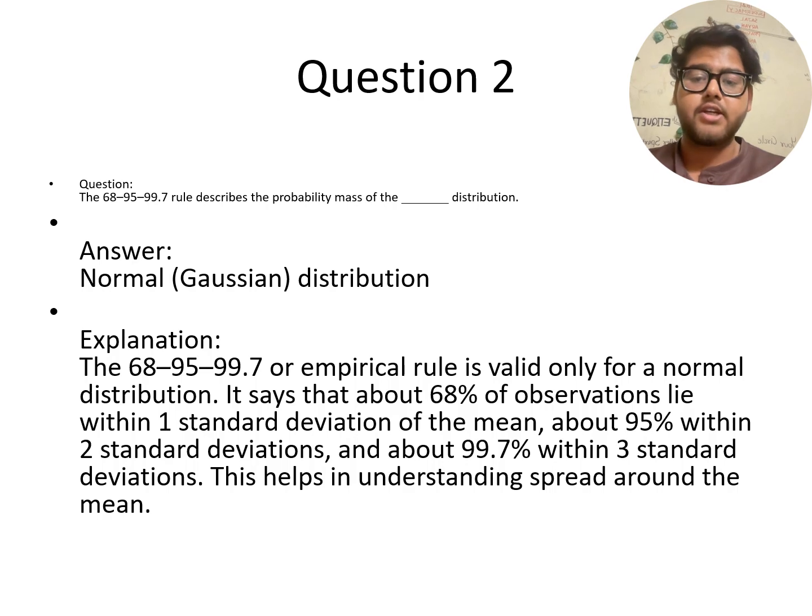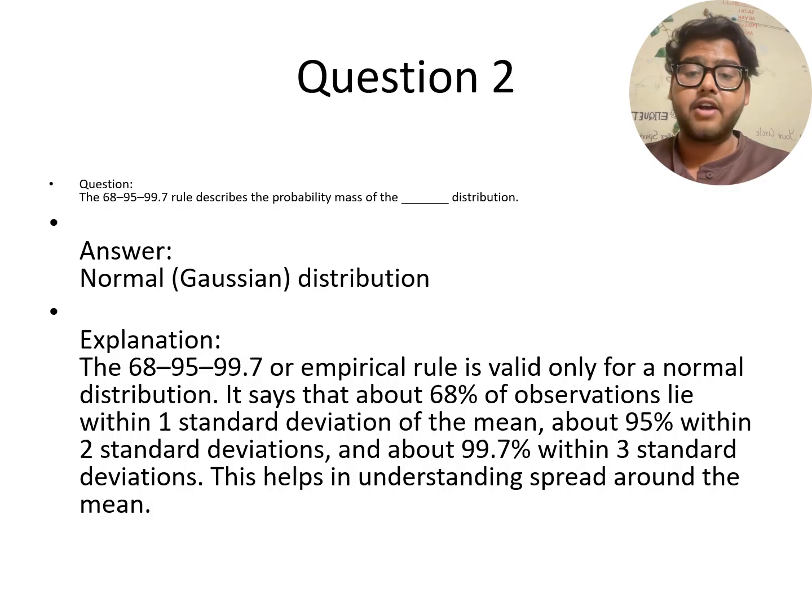The second question is: the 68-95-99.7 rule describes the probability mass of the dash distribution. The answer for this is normal distribution. The 68-95-99.7 or empirical rule is valid only for normal distribution. It says that about 68% of observations lie within one standard deviation of the mean.